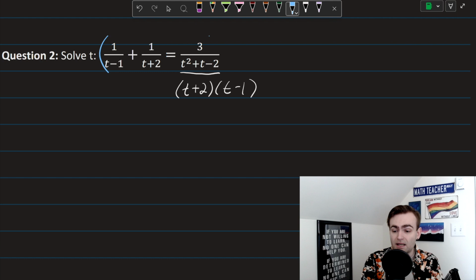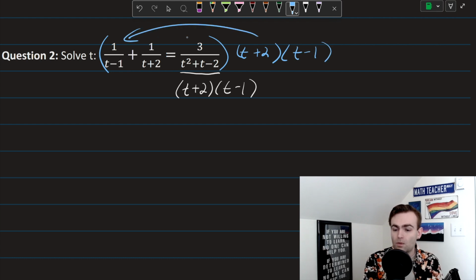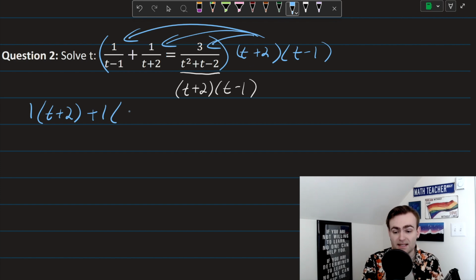So let's go ahead and multiply all parts by this t plus 2 times this t minus 1. So when I do this, like before, I'm going to cancel out the common factors in the numerator and denominator before I write it down to make my life a little easier. So this t minus 1 and this t minus 1 would cancel, leaving me just 1 times t plus 2 plus this 1 times, and this t plus 2 and this t plus 2 would cancel, leaving me just that t minus 1. And then here, both of them would cancel. The t plus 2 would cancel, and the t minus 1 would cancel, leaving me just with that 3.